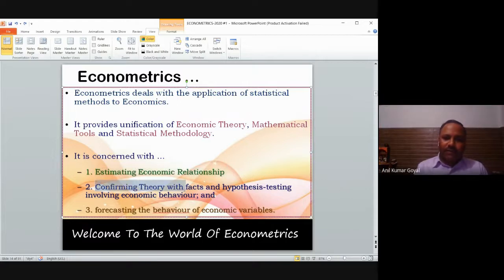Confirming theory with facts and hypothesis testing involving economic behavior. What we do is confirm economic theories with certain facts or hypothesis testing involving the economic behavior of our variables or data. Next, forecasting the behavior of economic variables. Whatever the economic variables are, we try to forecast their behavior in future, how they will behave.